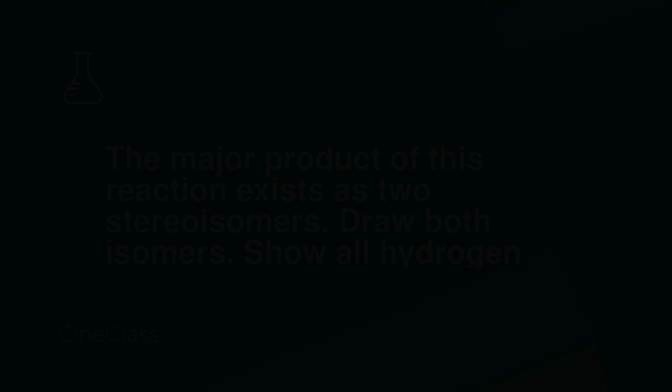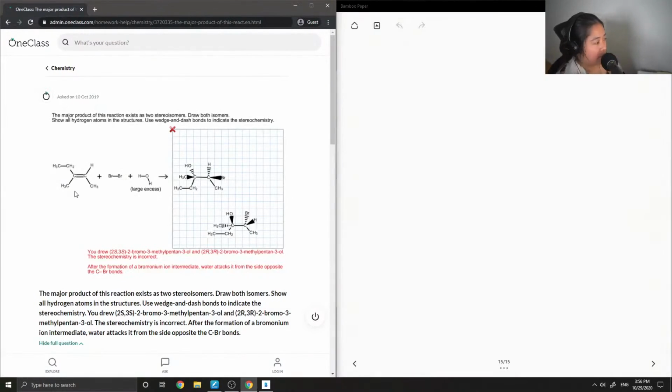Okay, so now check out part 4. The major product of this reaction exists as two stereoisomers. Draw both isomers, show all hydrogen atoms in the structures, and use wedge and dash bonds to indicate stereochemistry.